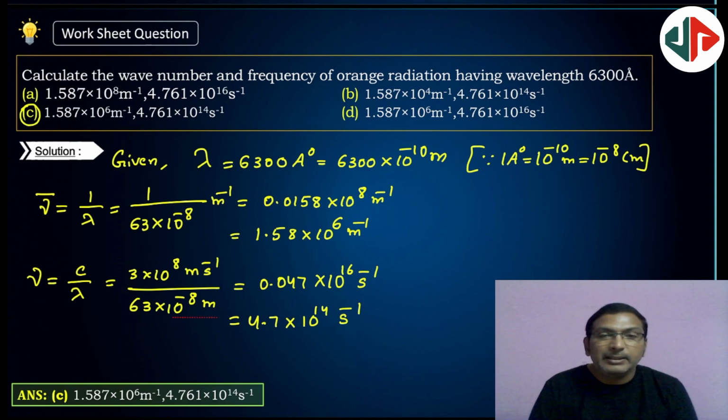This question is related to electromagnetic radiation characteristics. Finding frequency, next wave number, energy, wavelength sometimes. Here wavelength is given. We are finding frequency and wave number. Wave number is reciprocal of wavelength.